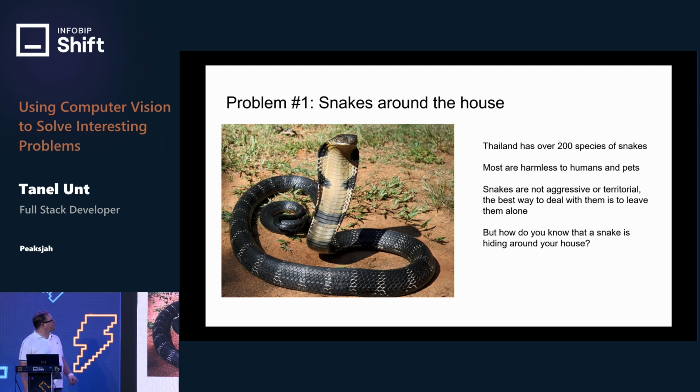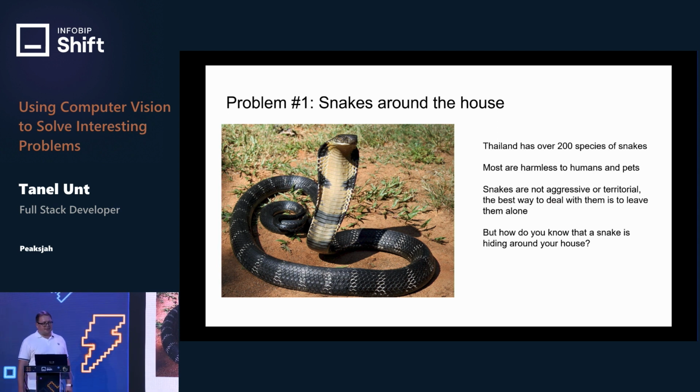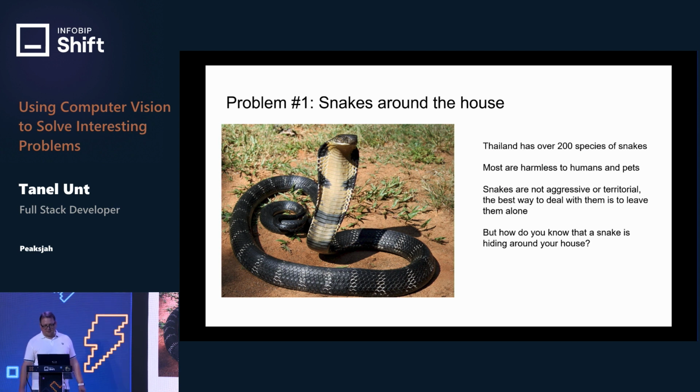And I had a problem: snakes around the house. It's not really common in here, but I live in Thailand, out of the city, and there are a lot of snakes there. Most of them are harmless, but some are not. Sometimes they get into the house or around the house. They hide under your car, stuff like that. And ideally you would like to know that before you encounter it. But how would you actually know that?